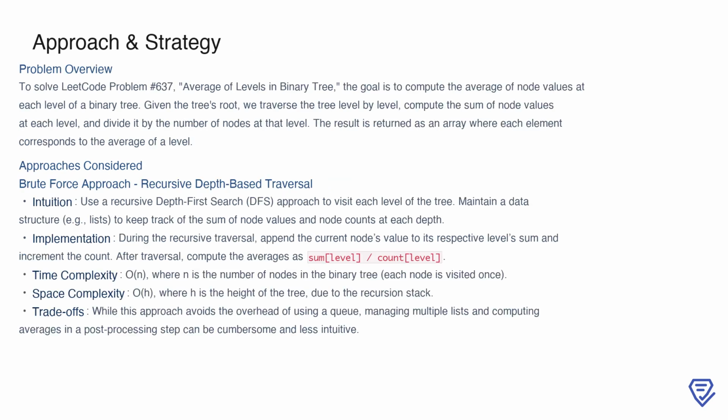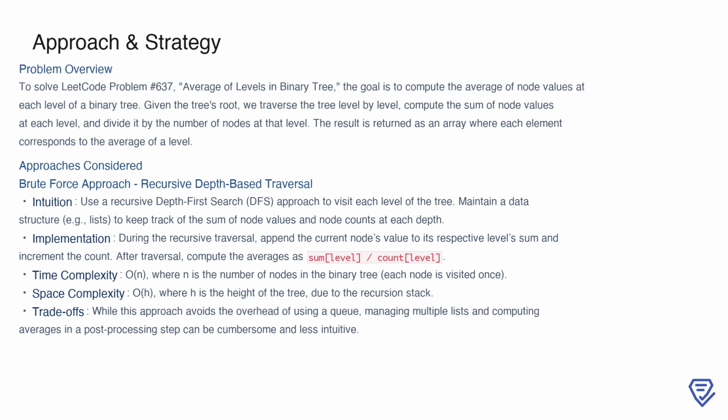The problem we're addressing is to compute the average of node values at each level of a binary tree. To do this, we need to traverse the tree level by level, calculate the sum of the node values at each level, and divide that sum by the number of nodes at that level. The result is an array where each element corresponds to the average of a specific level.